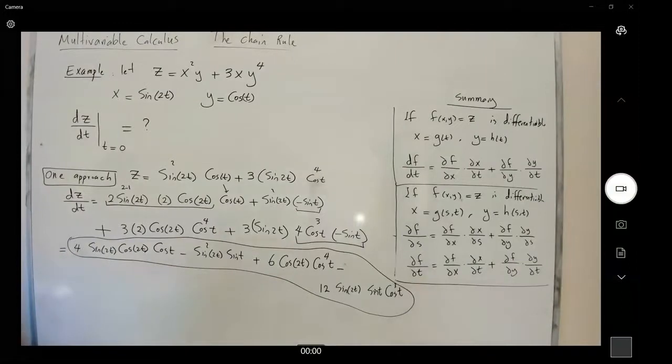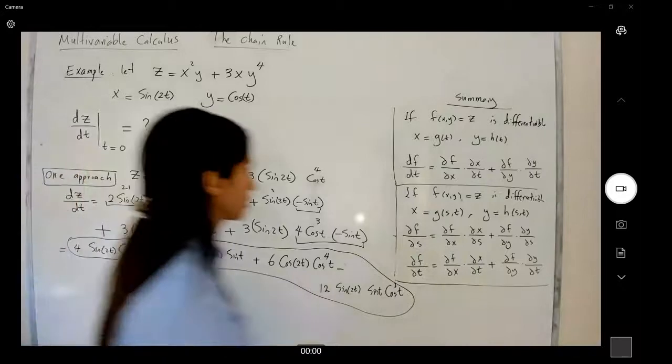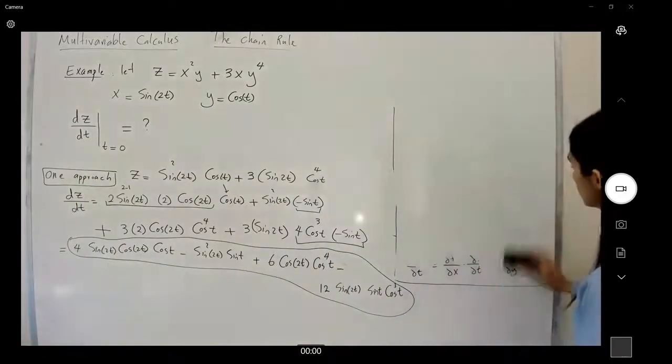Now we're going to apply the chain rule to see that we get the exact same outcome. Can we simplify this more? Sine 2t, I don't think so. Okay. So let's write down the second approach here, using the chain rule.